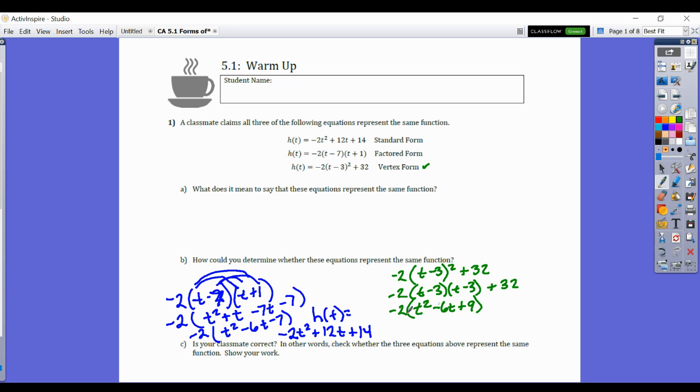All of that is times -2, and then we will add the 32. We get -2t squared plus 12t minus 18 plus 32, which gives us -2t squared plus 12t plus 14. And that is the same function again. So all three of these are equivalent functions.